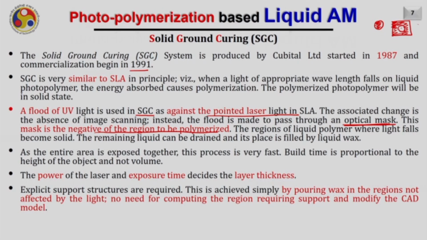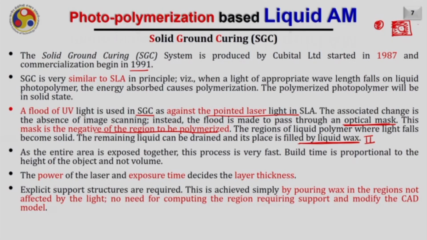The remaining liquid can be drained and replaced and filled by liquid wax. Now this is something very interesting. We are using a second material for the support mechanism. Unlike in the 3D Systems SLA which we discussed earlier, where the same material was used to create the support as well, which becomes very difficult later on to remove, if we have the freedom to utilize a second material for generating the support, there could be some means of removing that additional support material in an appropriate way.